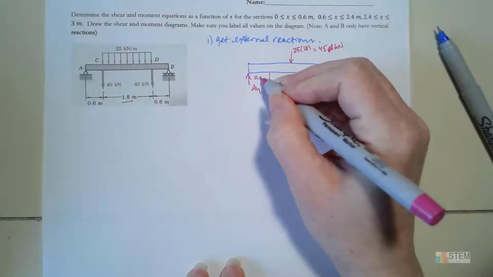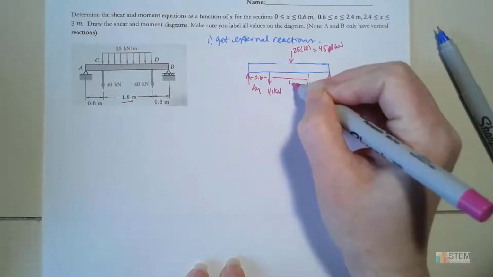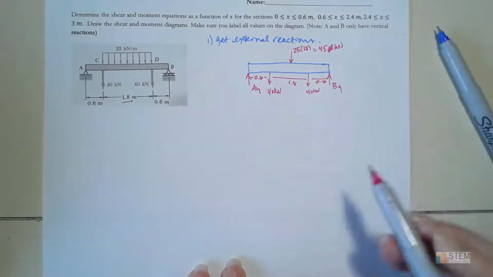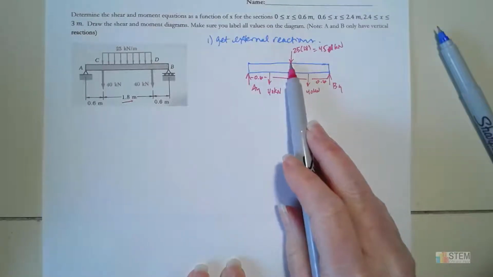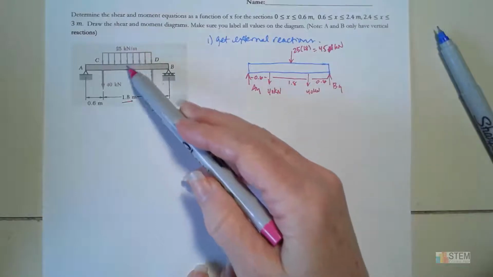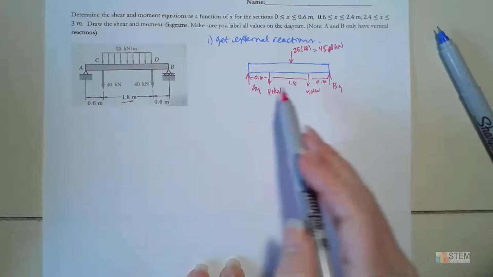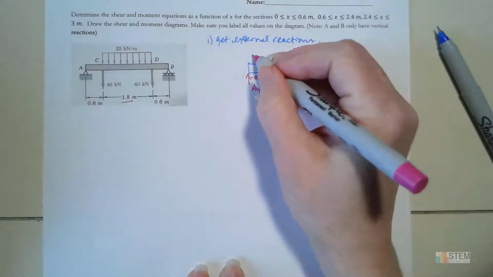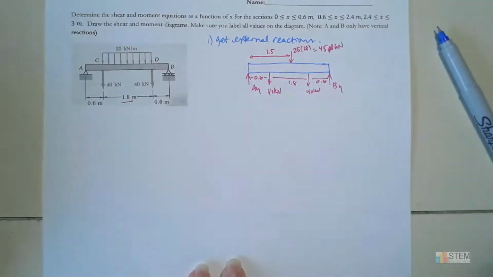Now we can label our distances. From here to here is the 0.6. From here to here is 1.8, and then this is 0.6 again. Now I need to know where this is. This is right in the middle of that rectangle, so it's going to be right in the middle of the beam. So whatever distance that would be, 0.6 plus 0.9, we'll have 1.5 there. Now we have that.